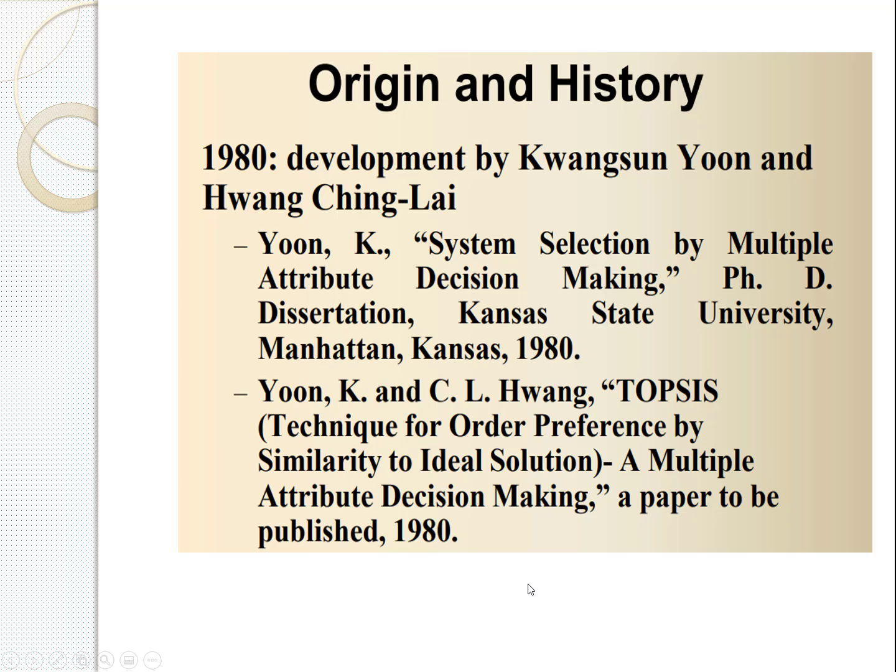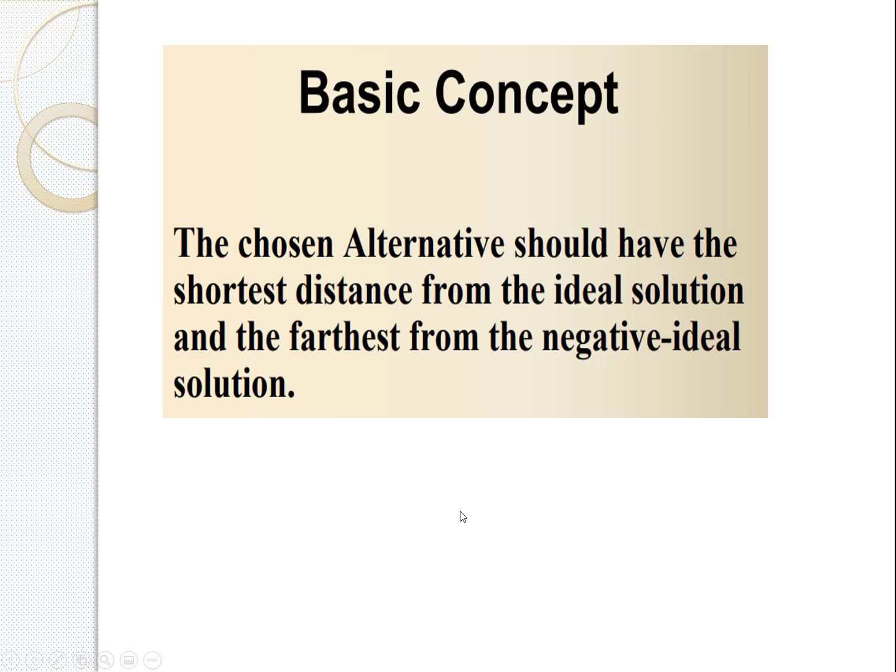So for the first time they developed this technique and used its basic concept. Basically they use the Euclidean distance and Manhattan distance formulas. I will discuss that, but I don't want to go into that detail to explore those formulas because this is out of the scope of this course. The chosen alternative should have the shortest distance from the ideal solution. I have already discussed which one will be the ideal solution, where there is maximum benefit and minimum cost. So this technique will give you the chosen alternative, the one which has the shortest distance from the ideal solution and is much farther away from the negative ideal solution.